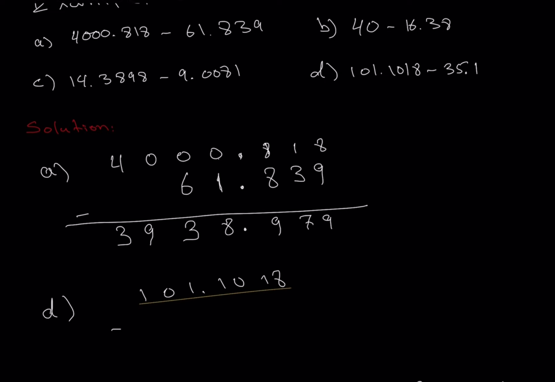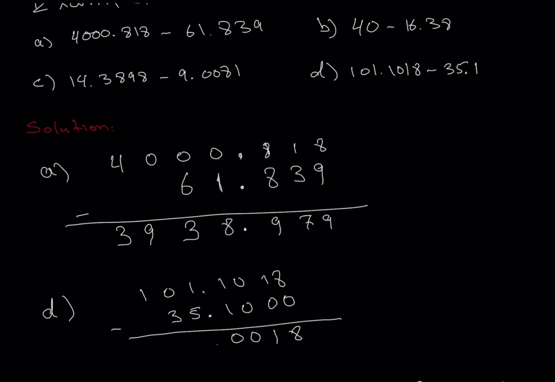101.1018 minus 35.1. And earlier we said we can add as many zeros as we want to make it look good, because these zeros don't mean anything after the last decimal digit of a decimal number. 8 minus 0 is 8. 1 minus 0 is 1. 0 minus 0 is 0. And 1 minus 1 is 0.